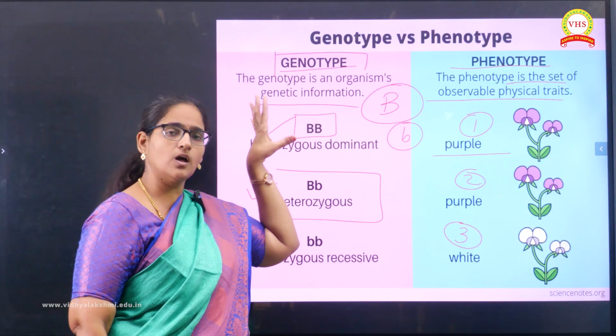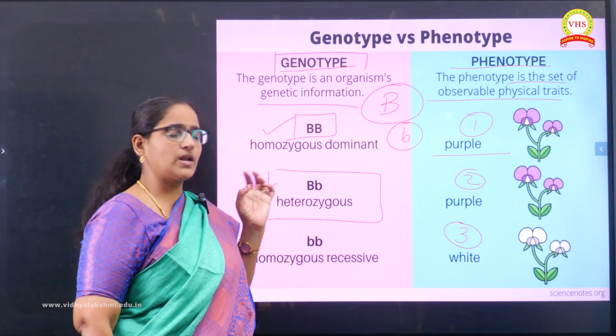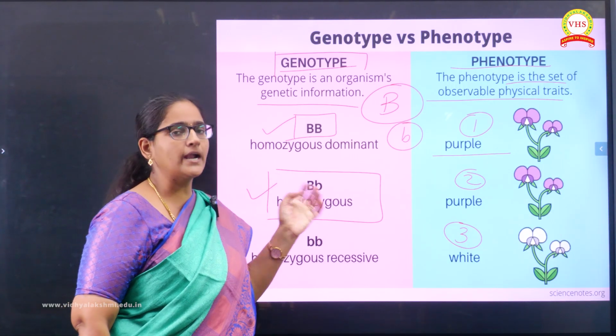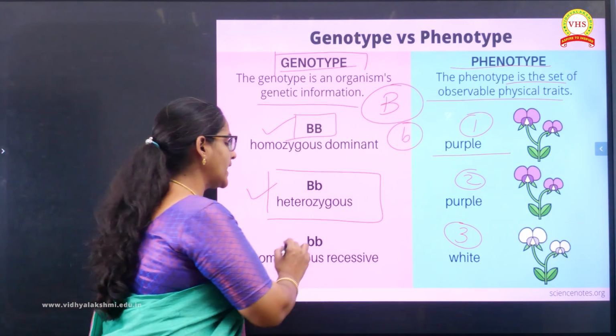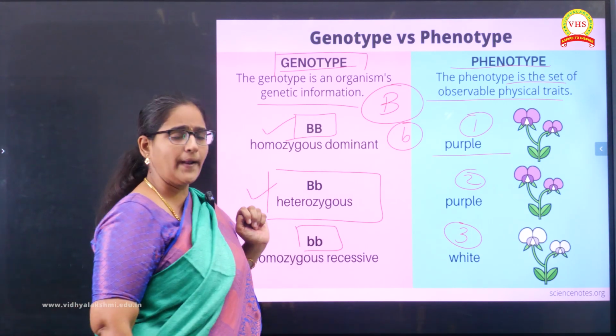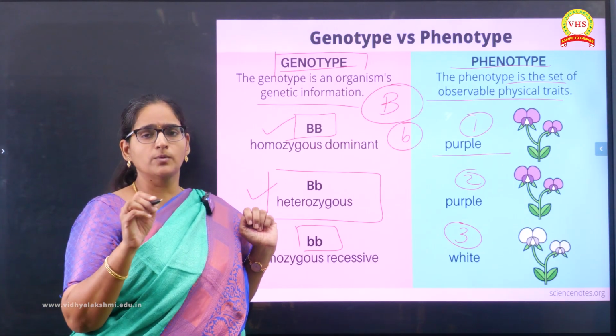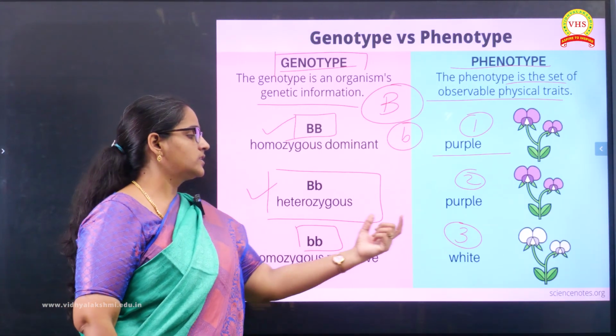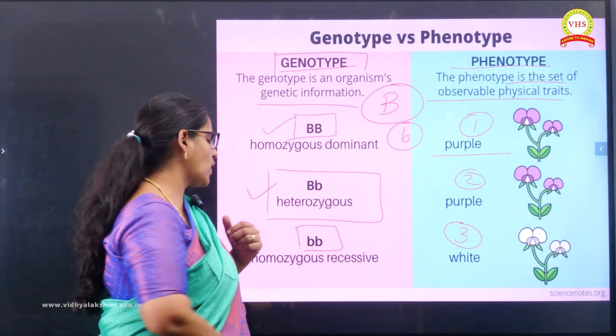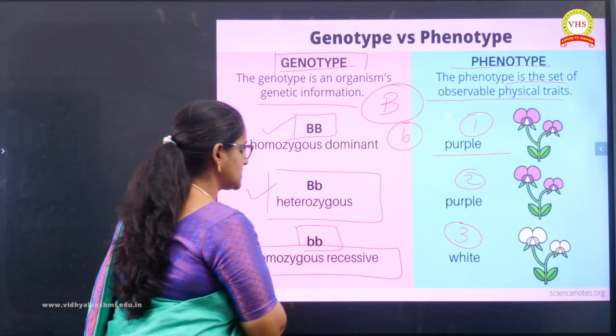Capital B is the homozygous allele, and here capital B, small b is an example for heterozygous allele. And the last one, the violet color flower: as we all know, it is a recessive character. What is the nature of a recessive character? Both the alleles should be recessive. So here this white color flower has small b, homozygous recessive.